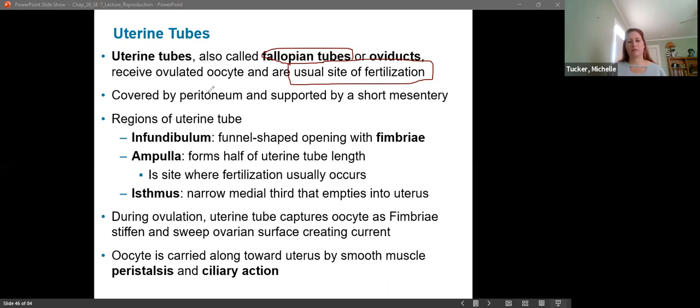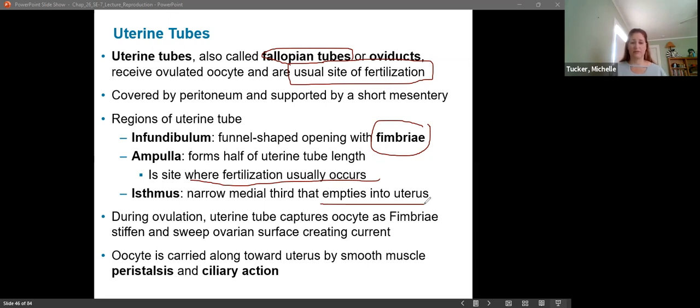Covered by the peritoneum, we'll show you that broad ligament, and then supported by a short mesentery. There are three regions of the uterine tube. The infundibulum, which is associated with those fimbriae. The fimbriae are the finger-like projections that act like a catcher's mitt to catch that oocyte. The ampulla is kind of the middle part, and this is where fertilization usually occurs. And then the isthmus is the narrow connection that empties into the uterus.